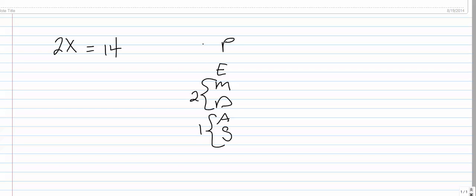So to undo multiplication, because that's what is happening to the x, I have to divide. Whatever I do to the left side of the equation, I have to do to the right side of the equation. So 14 divided by 2 leaves me with x equals 7. And if I were to plug 7 into the original equation, 2 times 7 does equal 14. I always ask myself that question. Yes, that is true. So the answer x equal to 7 does work.